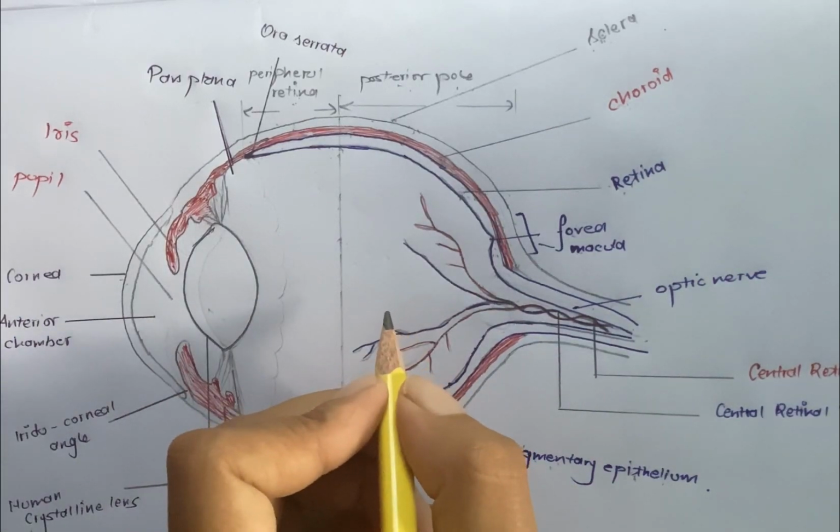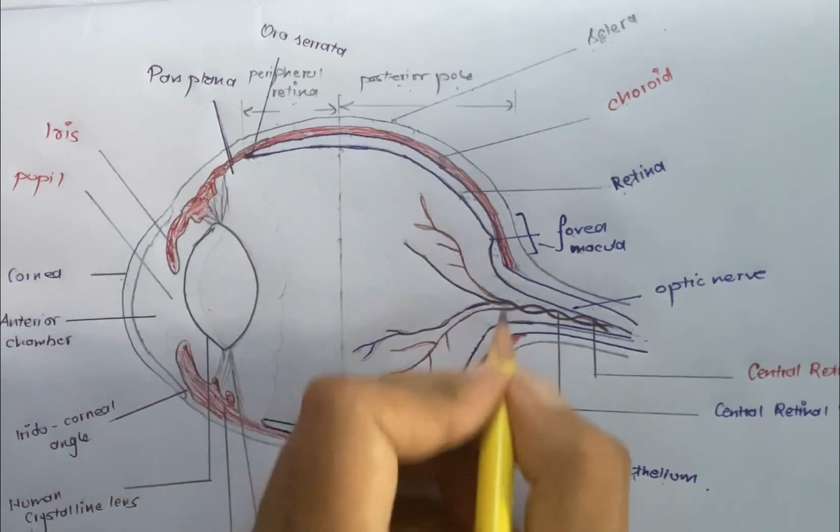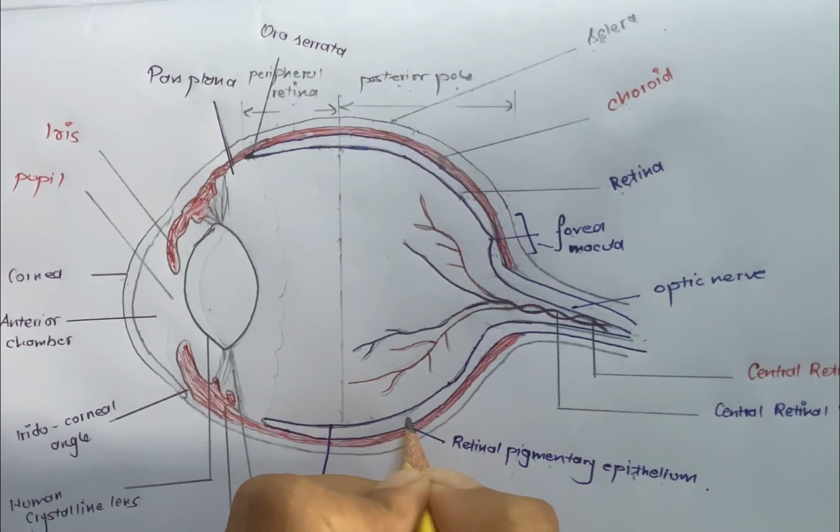Good morning everyone. Today we are going to talk about the anatomy of the retina. Before going to the retina, let's discuss the layers of the eyeball.